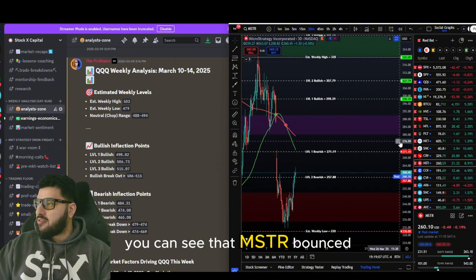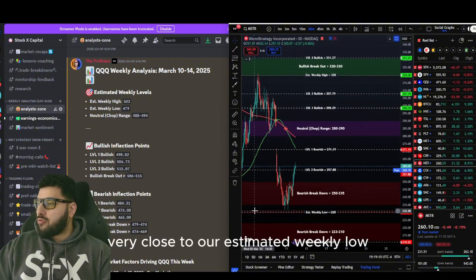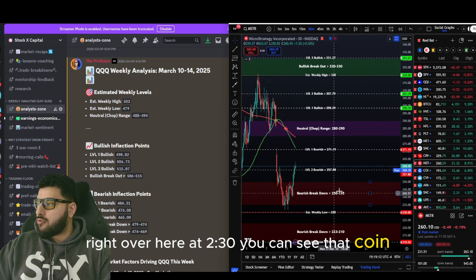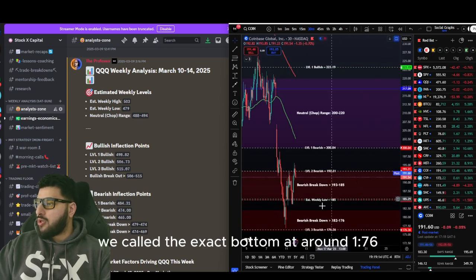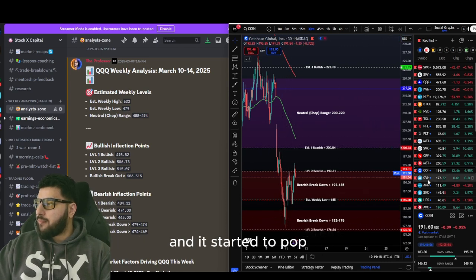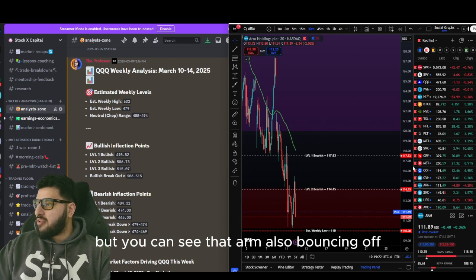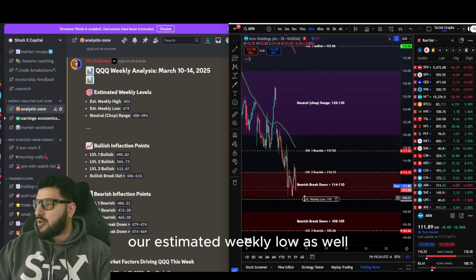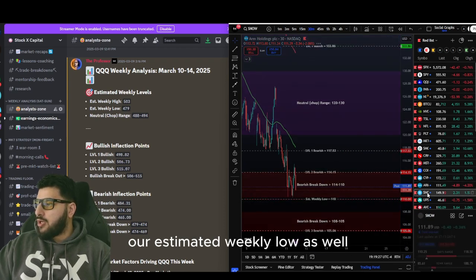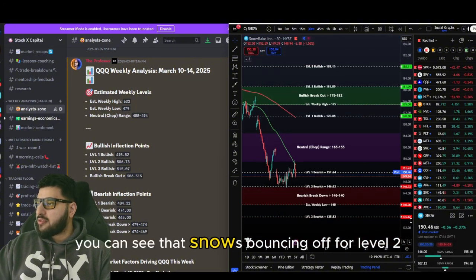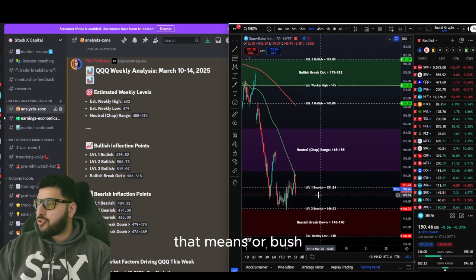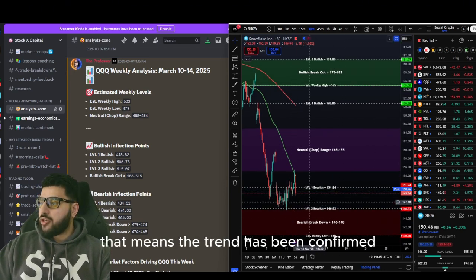You can see that MSTR bounced very close to our estimated weekly low right over here at 230. You can see that COIN, we called the exact bottom at around 176 and it started to pop. We didn't do levels on that, but you can see that ARM is also bouncing off our estimated weekly low as well. You can see that SNOW's bouncing off our level 2. So whenever you see level 2 bearish or bullish, that means the trend has been confirmed.